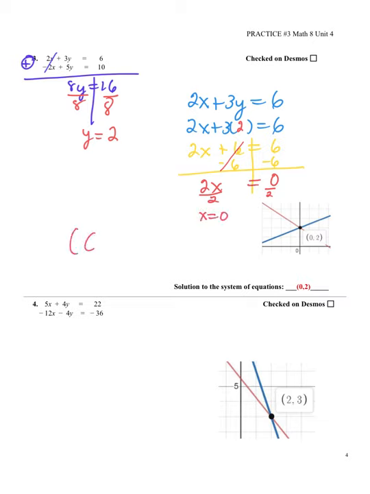So there's my ordered pair, or my solution, okay? X is equal to 0 and y is equal to 2. Again, I brought it into Desmos, as you can see right here. I took a screenshot, and they do intersect at 0, 2. So I can check off that box. Okay, number 4. Oh, I can see that the y's are gonna cancel when I add.